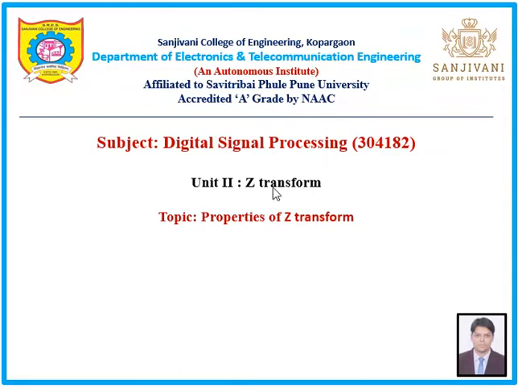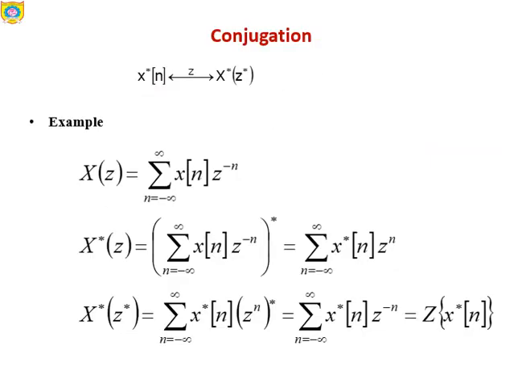We are discussing unit number 2, that is the Z transform, and the very important point, that is the properties of the Z transform. So let's see the next property of the Z transform, that is the conjugation. In the conjugation we are dealing with a simple factor: x star of n will give the Z transform as x star of z star. So how is it? Let's see with a certain proof.